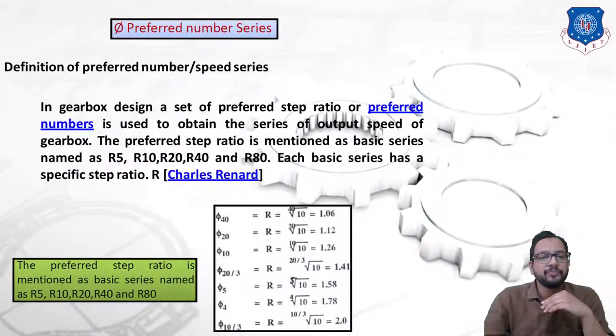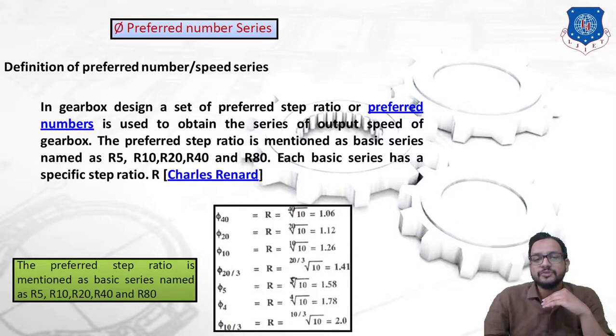So let's begin. Now, preferred series. Usually it is used for geometric progressions, that is GP. In gearbox design, a set of preferred step ratios or preferred numbers is used to obtain the series of output speeds of a gearbox. The preferred step ratio is mentioned as a basic series named R5, R10, R20, R40, and R80. Each of these basic series has a specific step ratio and it is denoted by R.